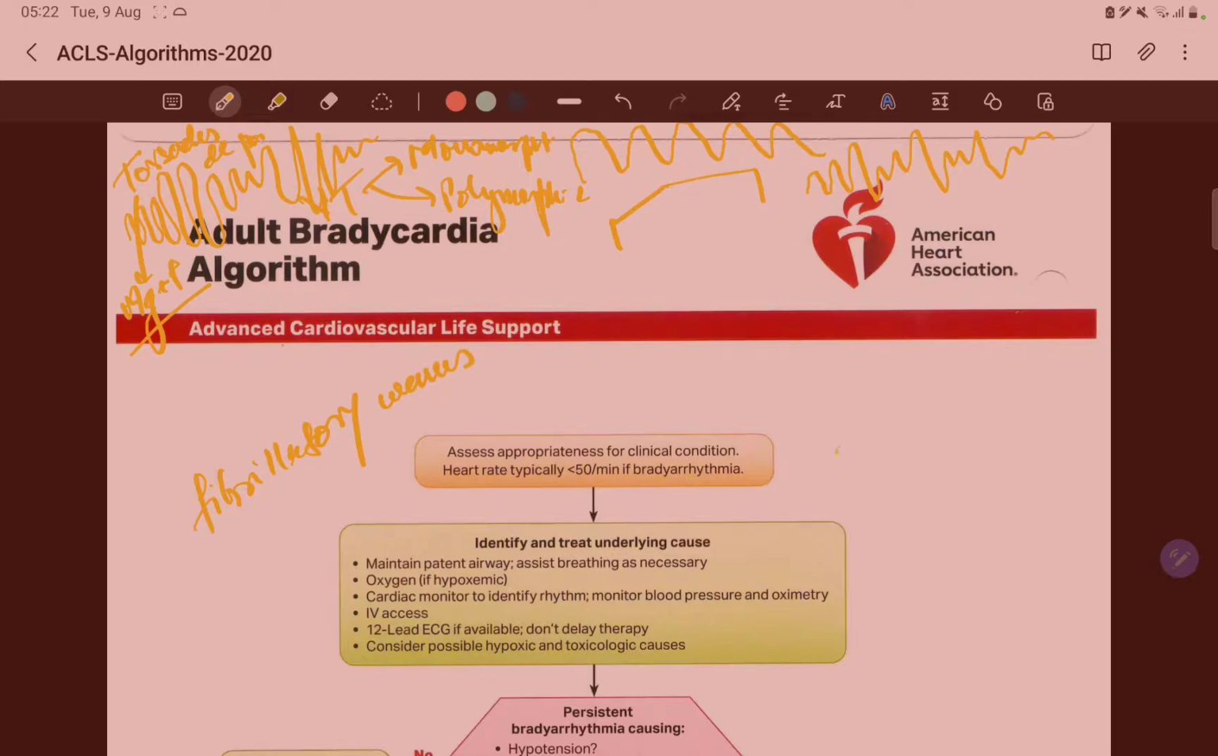What do you mean by that? It will fribble. You cannot identify a P wave. In atrial fibrillation, you cannot identify a P wave. Okay, so ventricular fibrillation also has similar kinds of waves. In ventricular fibrillation, you will get fibrillatory waves.